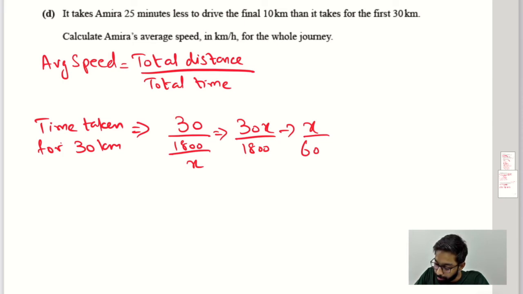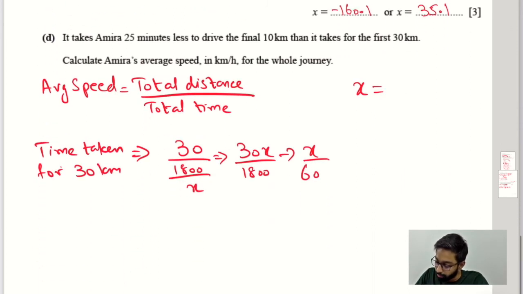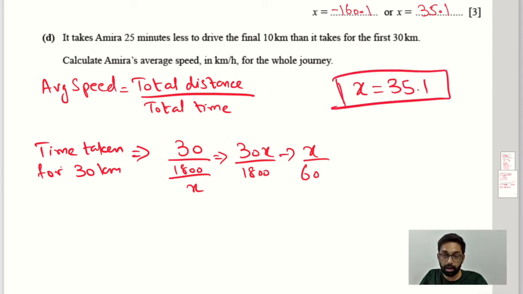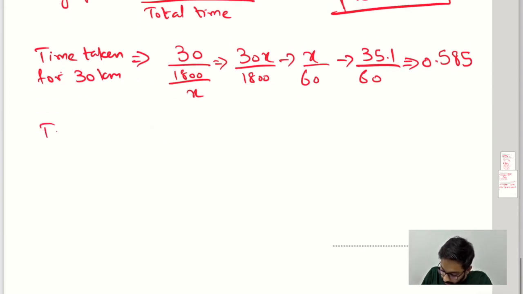Now in the previous part we calculated that the value of x was negative 160.1 and 35.1. We use the positive value because time is never negative. It's never negative 2 seconds, never negative 5 seconds. So we plug in the value of 35.1 in place of x and you divide that by 60. The final answer that you get in this case is 0.585 hours.